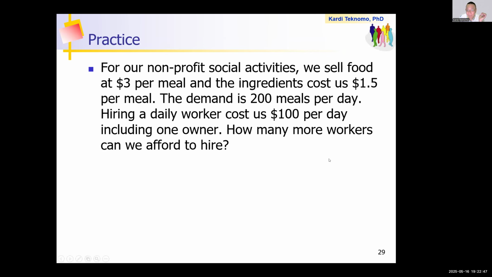But one worker is 100. That means 3 workers you can afford to hire, but including yourself, that means 2 more. Yes, 2 more persons, because of course not including yourself.